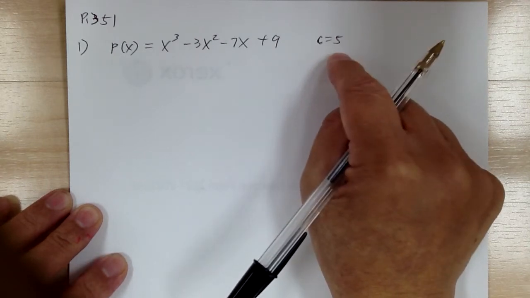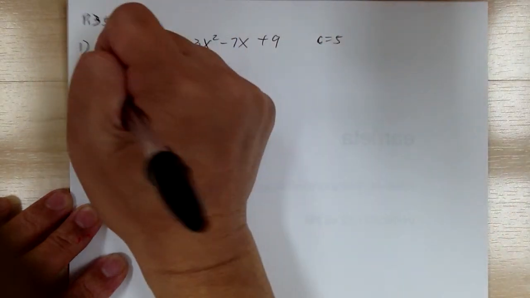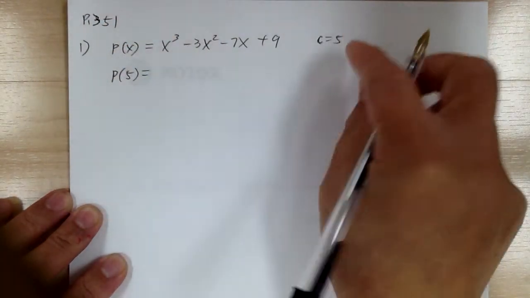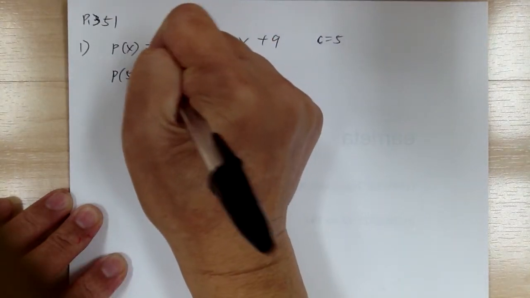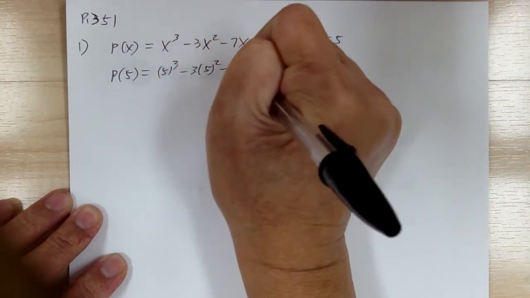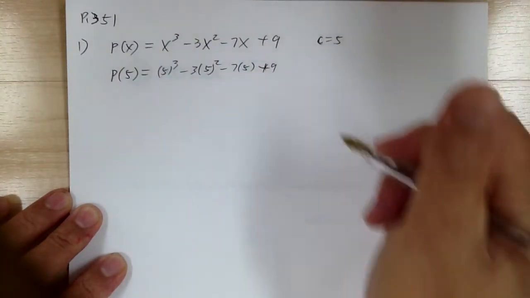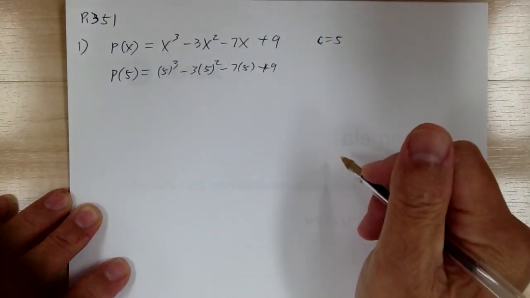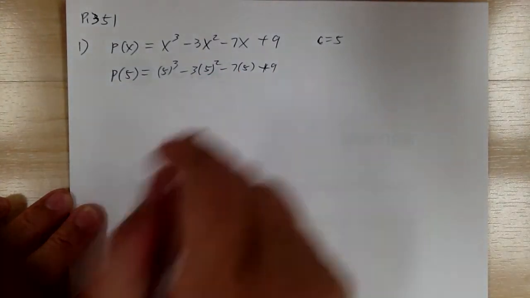Normally, if you're looking for p of 5, what you do is substitute and work it out. But this is the long way. The easier way to do it is by using synthetic division. You can try to work it out, but the easier way is synthetic division.